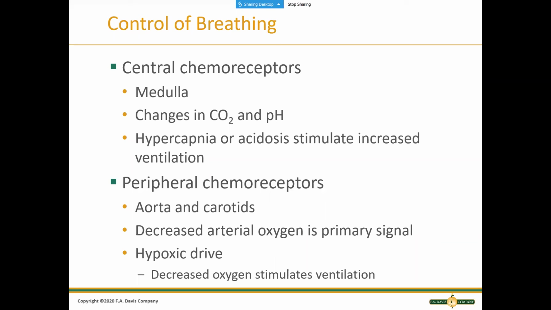You can experiment with this at home if you'd like. Try holding your breath for as long as you can. The longer you hold your breath, the higher your CO2 will climb, and the more acidotic you'll get. The nice thing about trying to do that is you can't hold your breath for too long.